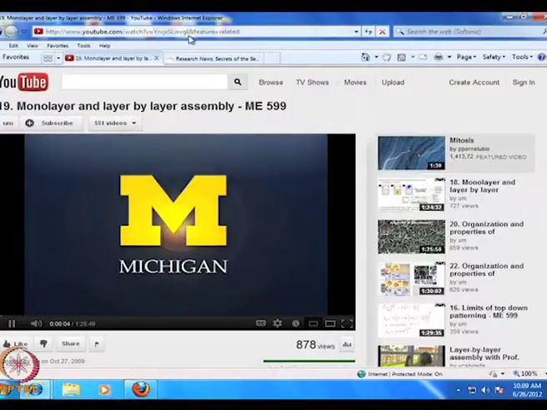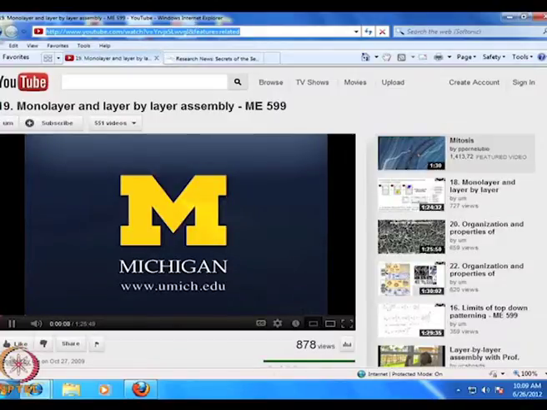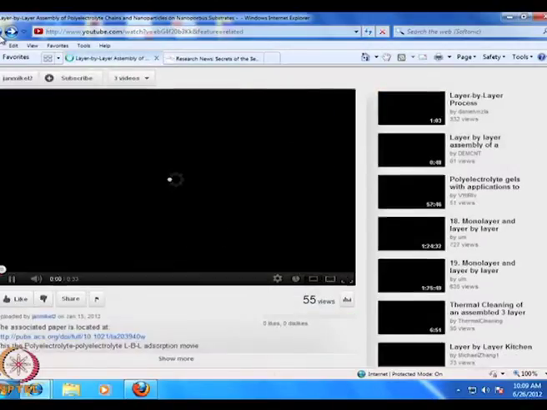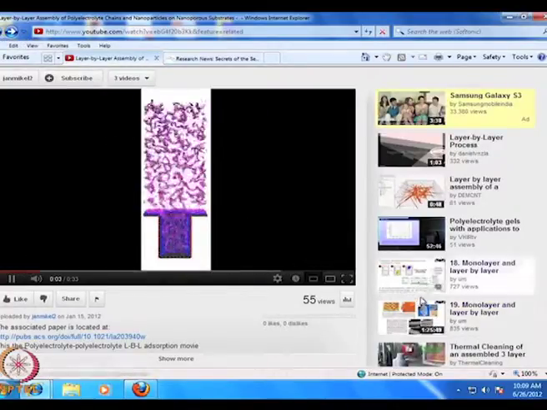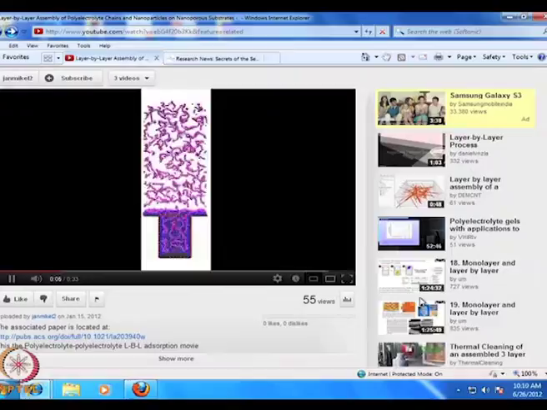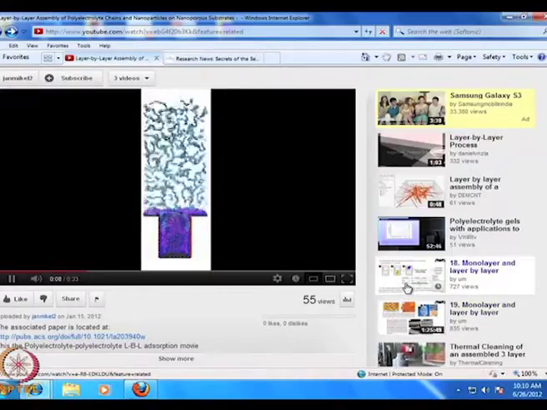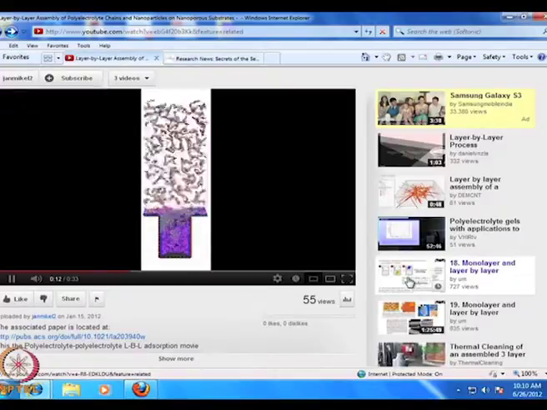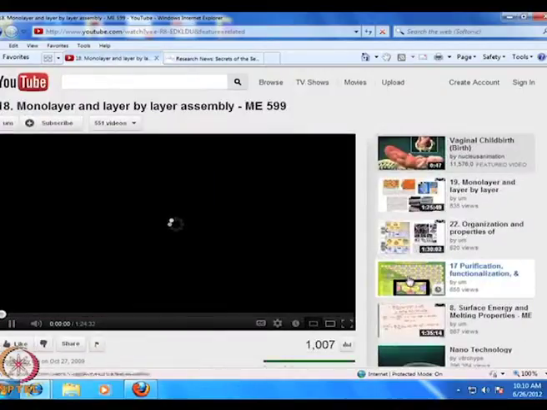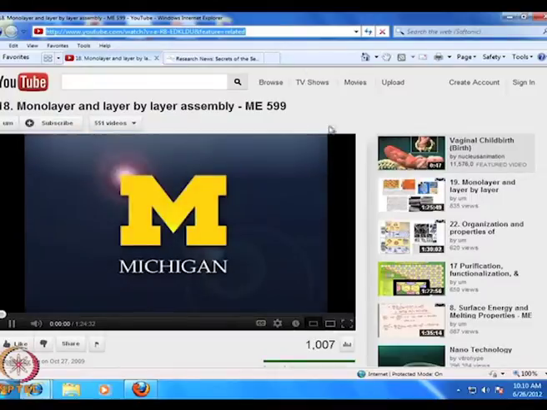If you look at these two lectures, you should have a very good example of how layer by layer growth occurs. I'll go through that whole thing all over again so that you have time to copy the URL.